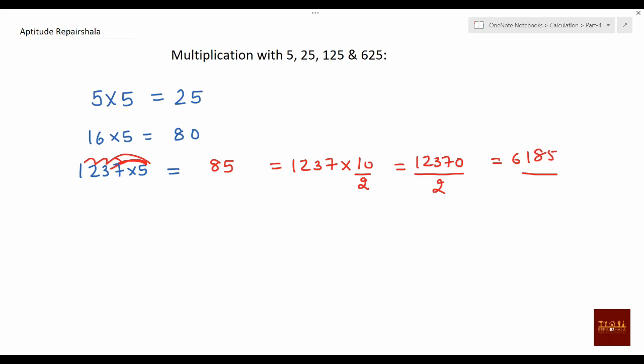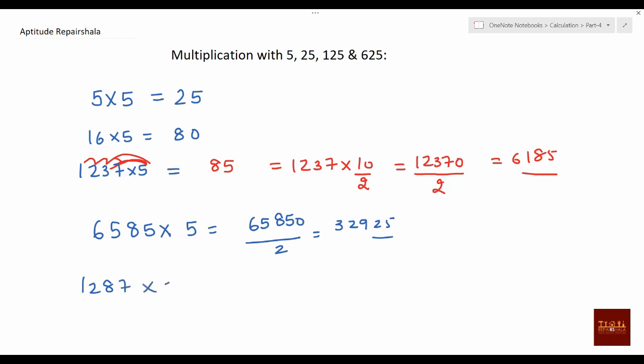Now the next problem we can take like 6585 into 5. Again, if you do it by multiplying into 5, 5 5s are 25, 5 8s are 40, it will take a lot of time. The same thing we can write as 65850 divided by 2. Now this is 2 3s are 6, 2 2s are 4, 2 9s are 18, 2 2s are 4, 2 5s are 10, done. How much time have you taken? Very less time.